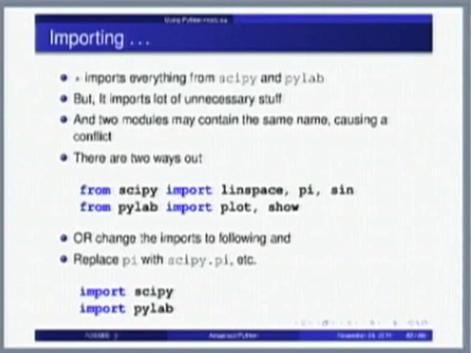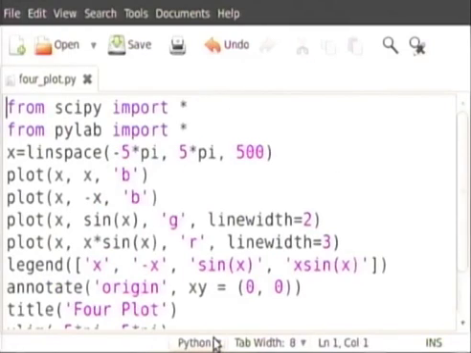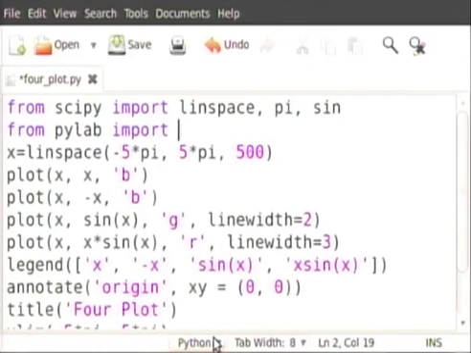So the slide talks about two ways of importing modules. From scipy import star is a very bad way, except when you are typing interactively. The good way in scripts is specifically importing the functions. Star is the bad one. So you could instead say from scipy import linspace, pi, sin, and from pylab import plot and show, and then the script will work. We will do that to the script to convince ourselves, but that assumes we know where our functions are from. linspace, pi and sin are from scipy, while plot and show are from pylab.